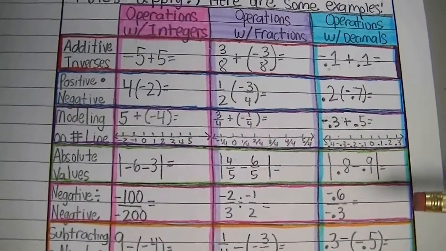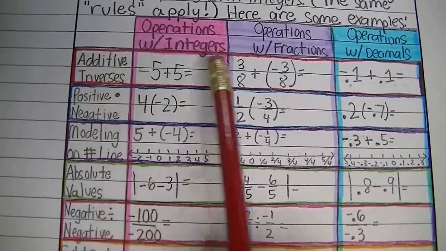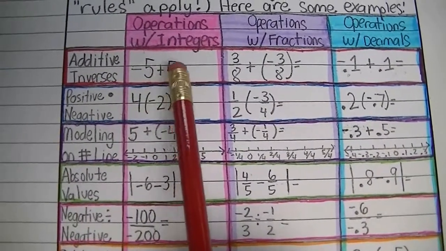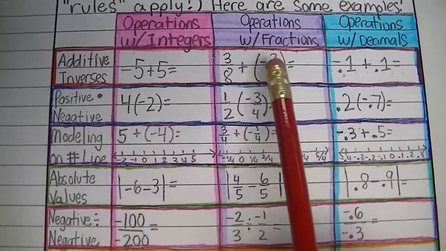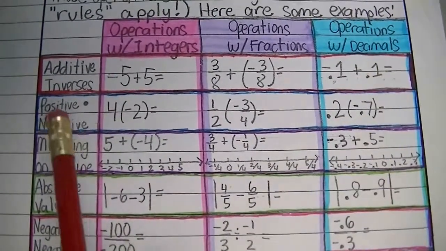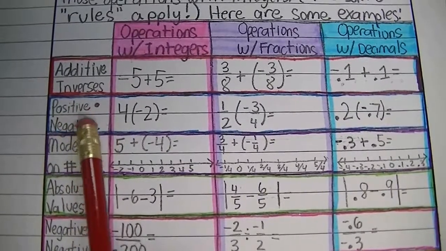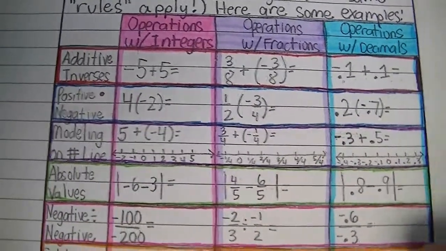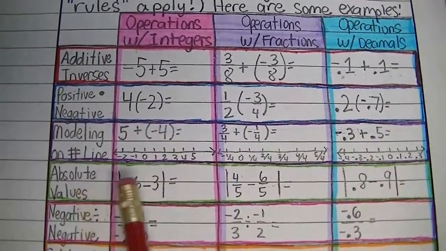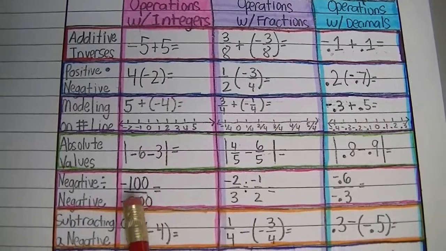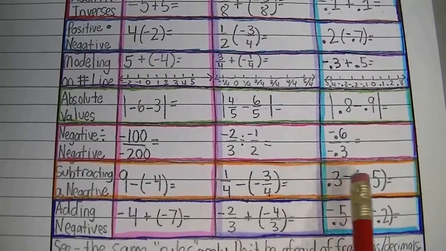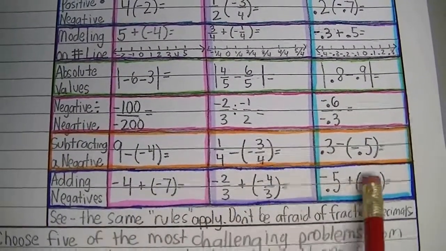And the next way that I color-coded this is going across by the rows. So this first row, you'll see that it's got additive inverses with integers, additive inverses with fractions, and additive inverses in decimals. And then the next row, positive times a negative, all that has to do with that operation. Modeling on a number line, you'll see it's all right here. Absolute values, all three of those again involve absolute values, and then negative divided by negative. These all right here are where you're subtracting a negative. Right here is where you're adding a negative.